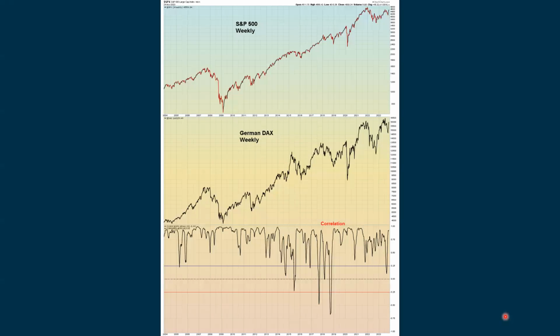Then we look at a weekly chart of the S&P and compare it with the weekly chart of the German DAX index, and they're having a fairly strong relationship right now. Doesn't necessarily mean they're going up or down. It just means they're doing the same thing at the same time, just to give us a little heads up on things.